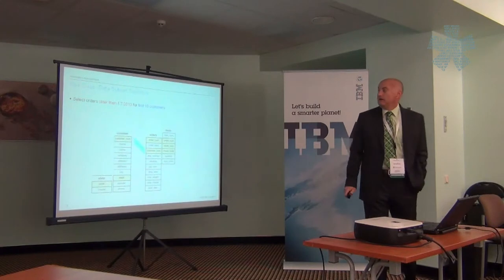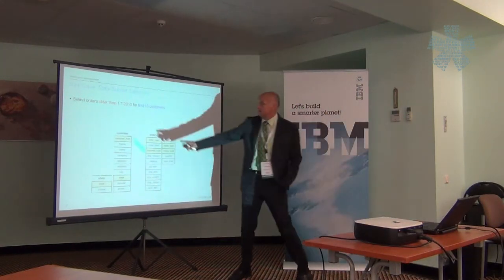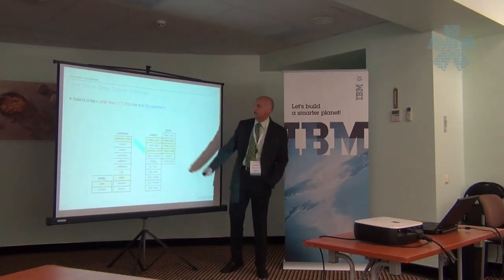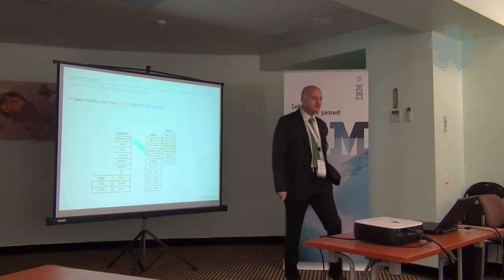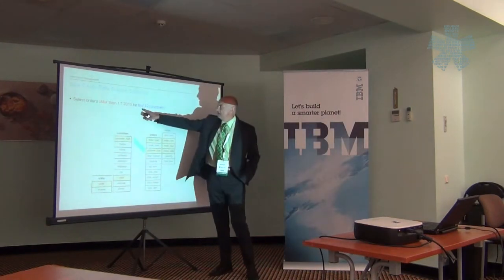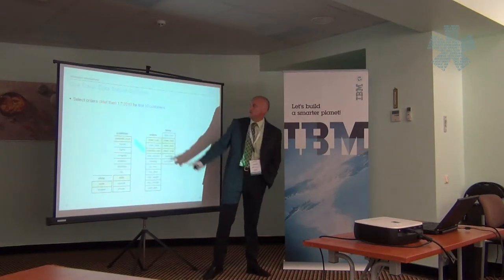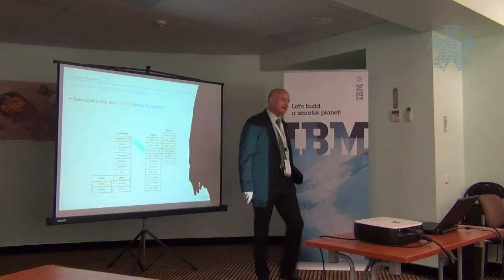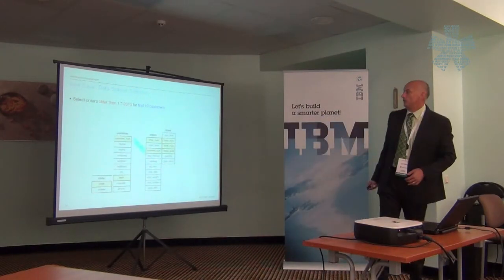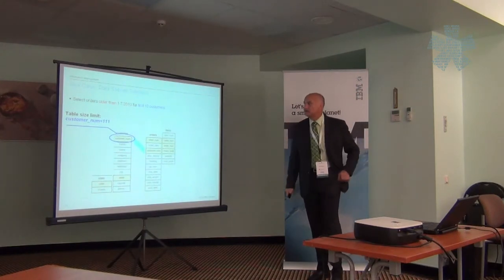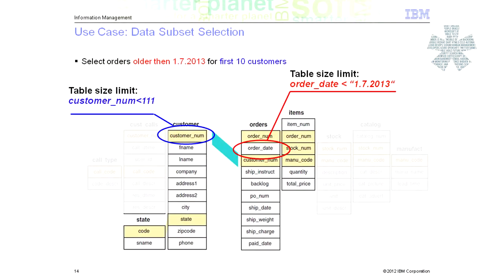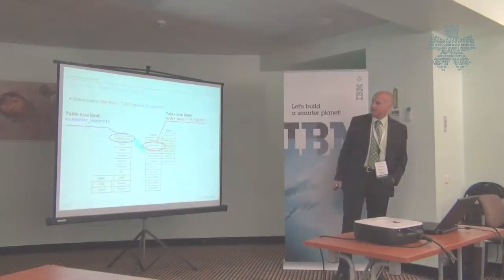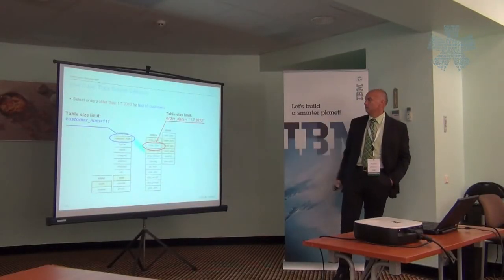In our case, the condition for the subset of data is that we need to select for our test database data older than 1st July this year, so for the first quarter, and we want to select only the first 10 customers. So this condition will be applied to select data and restrict the amount of data for our test database. So it's a table size limit based on this condition. So we create this condition. Now we have the DB schema subset and data subset defined by these conditions.